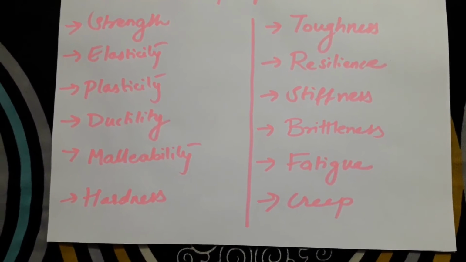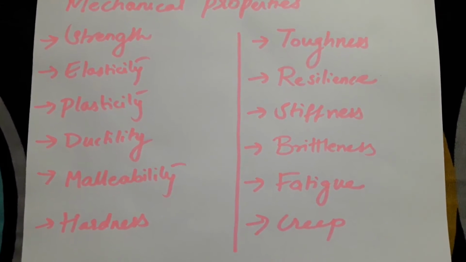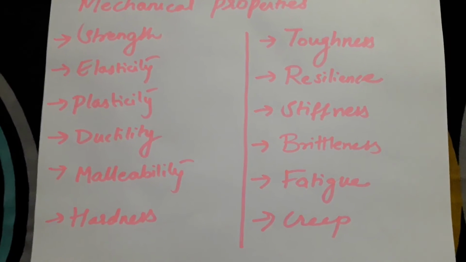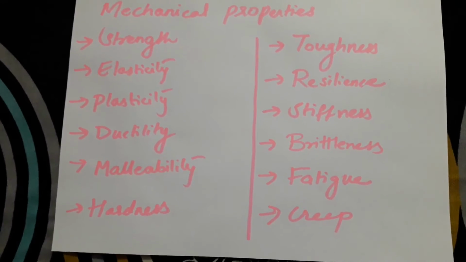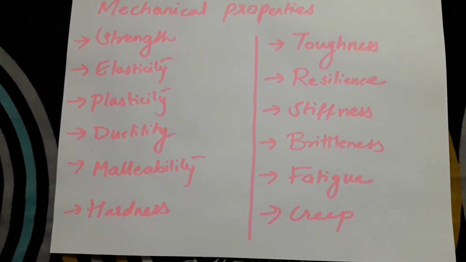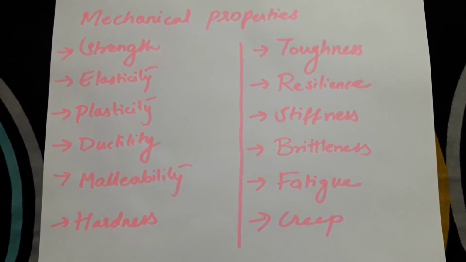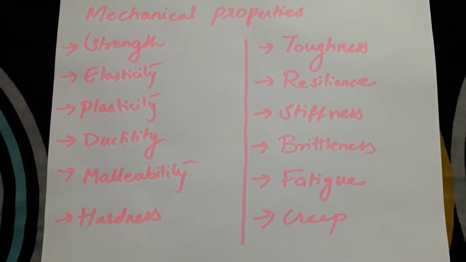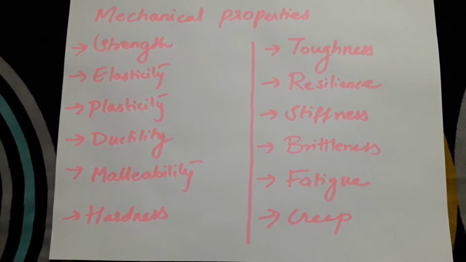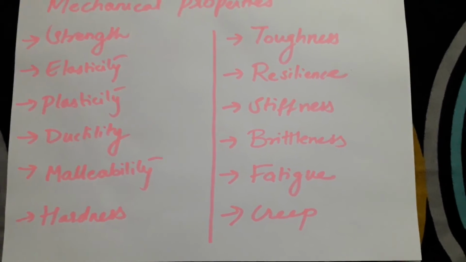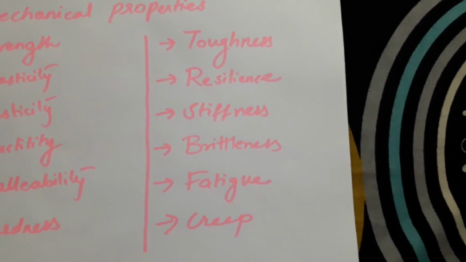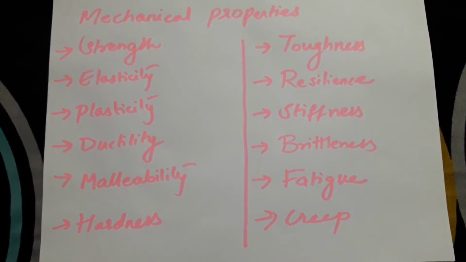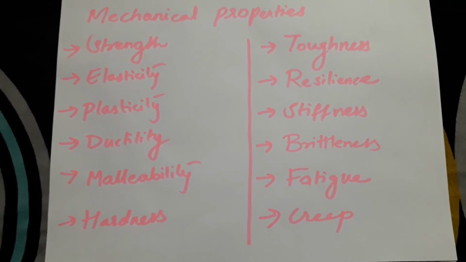Next is ductility. Ductility, a property to be drawn into wires. Malleability, property of being drawn into sheets. Gold, silver, copper, aluminium are the examples for malleability. Hardness, property of resisting indentation, scratching, machining, it is hardness. Next is toughness, property of resisting fracture due to shock loads or impact loads. So, that is toughness.